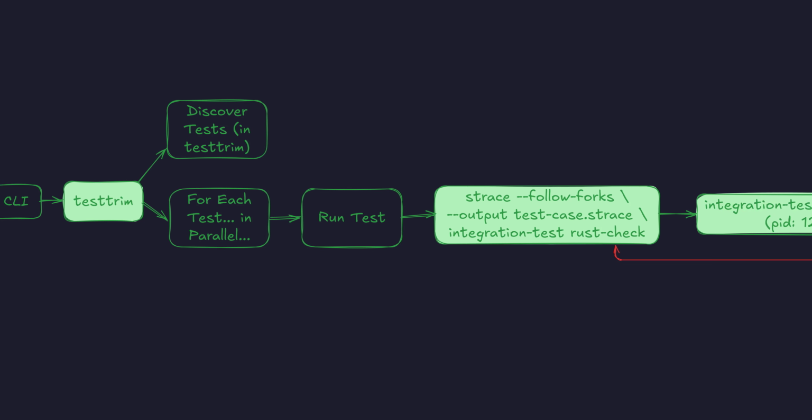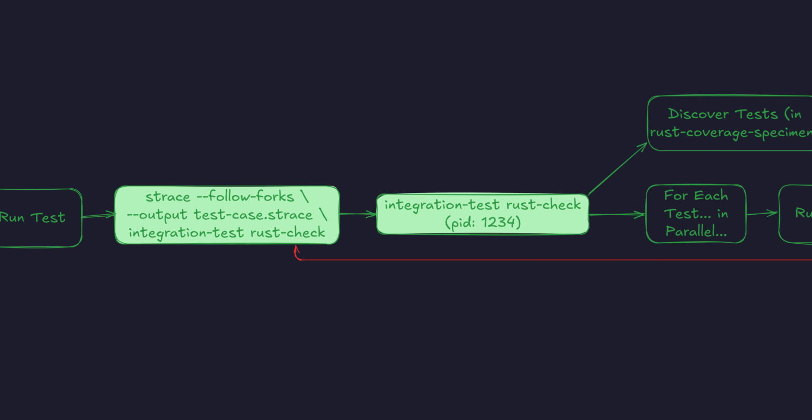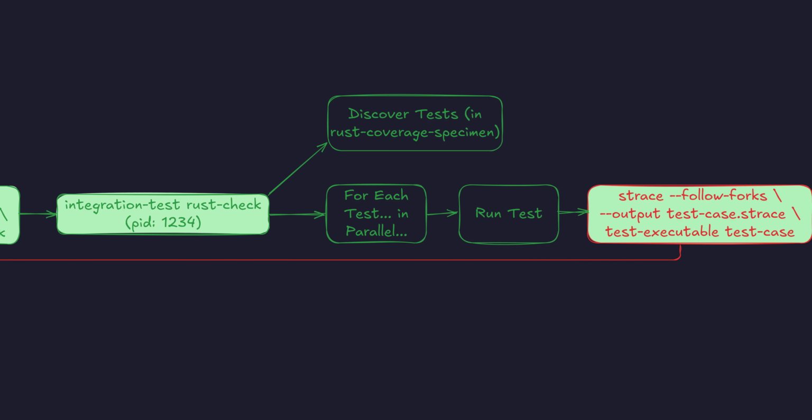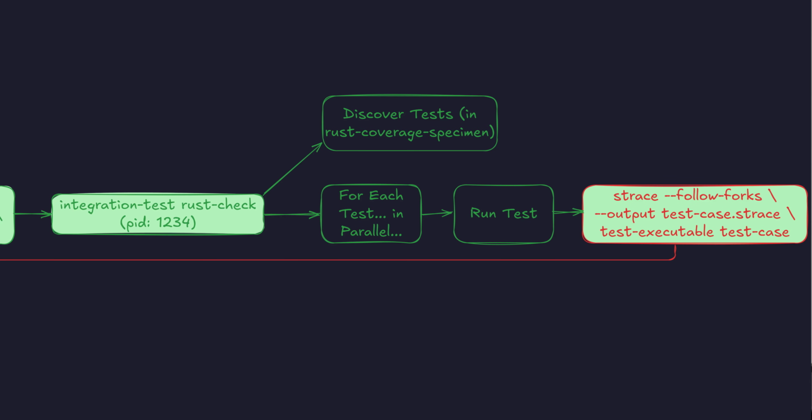But here's the catch. I want to use testtrim to test testtrim. The best way to iron out problems in software is to use it. Testtrim has integration tests which use miniature test projects to verify that testtrim works. The problem is you can't use strace on a process that is already being traced.